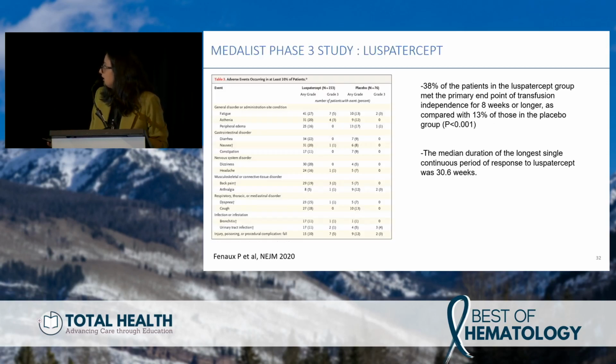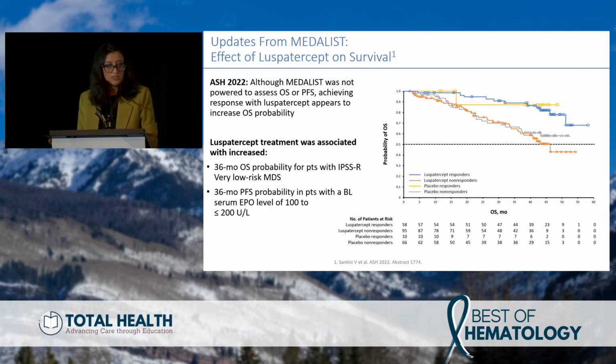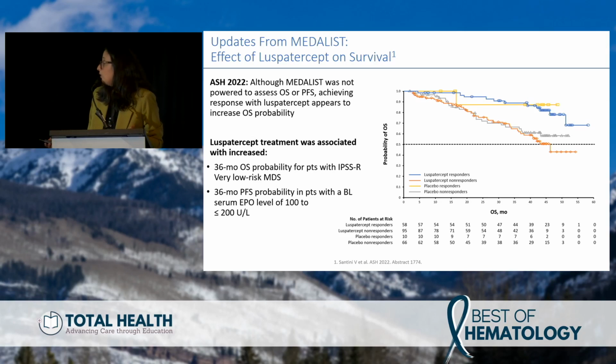So in this particular study, 38% of the patients met the primary endpoint of transfusion independence for 8 weeks or longer, compared to 13% of those in the placebo group. And the median duration of response is about 30 weeks. There was an ASH update which showed more longer-term evidence that confirmed substantial reduction in the transfusion burden with luspatercept. And this was retained after a median follow-up of 26 months. Further updates are that even though the study wasn't powered to assess overall survival, it does appear that it may increase probability of OS.